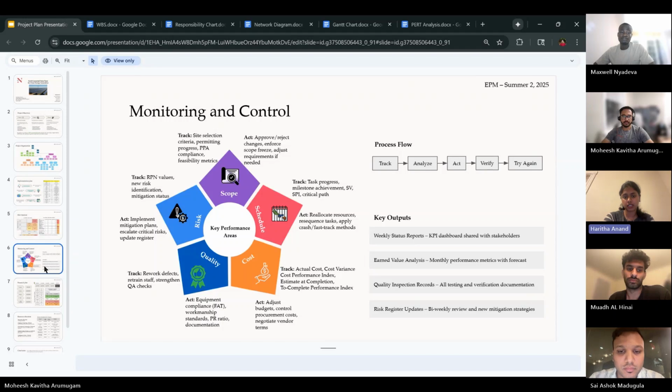On the cost side, we track the actual cost variance and the performance index. For quality, we track rework, defects, staff tracking, and the QA checks. For risk, we'll monitor the RPN values, newly identified risks, and the mitigation status. There's also a process flow. First, we track the performance, analyze the variance, take corrective actions, and verify them. Then we repeat this, so it's a continuous loop. The key outputs will be the KPI dashboard, monthly earned value analysis, quality inspection records for all the testing, and biweekly risk register updates.